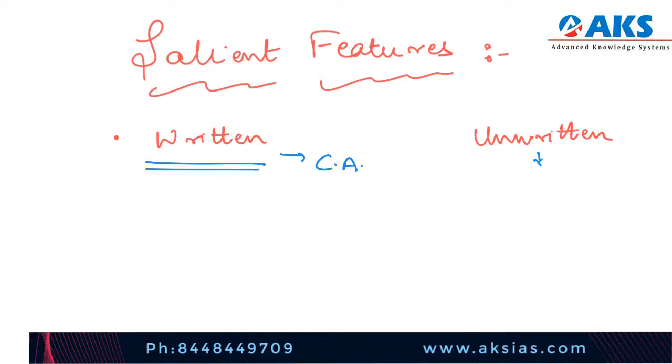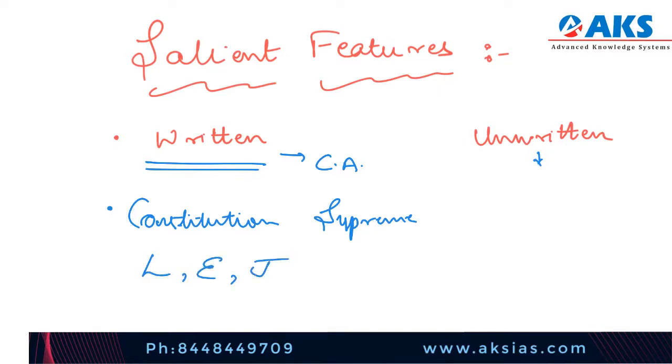So, let us try to understand the differences between a written and unwritten constitution. In a written constitution, the constitution is supreme, because it is the constitution which gives the powers to all the three organs of the government, namely the legislature, executive and the judiciary. So the legislature, that is the parliament, the executive, that is the government functioning, and the judiciary are creatures of the constitution. They are created by the constitution, and thus the constitution is supreme in a written constitution.